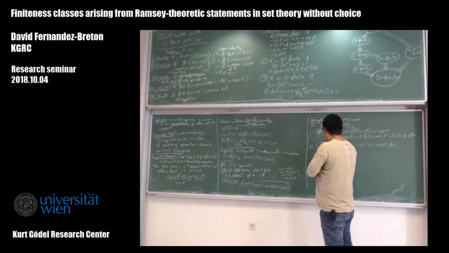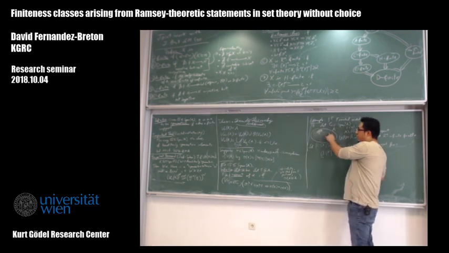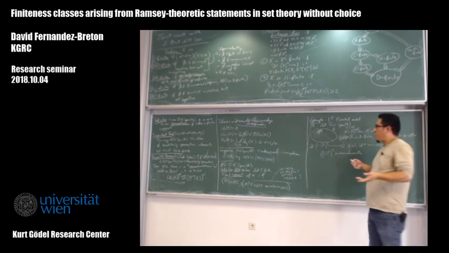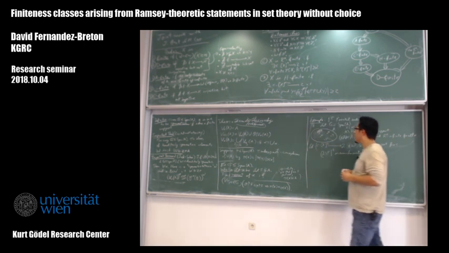So I claim that A minus F is monochromatic. In other words, if you take any pair of points here, they all have the same color. And why is that so? If I take a pair of points here, x, y, and another one, x prime, y prime, right?